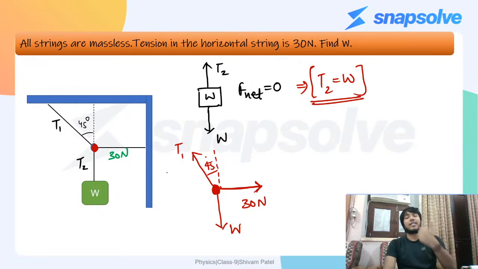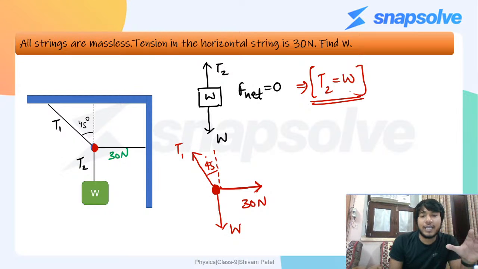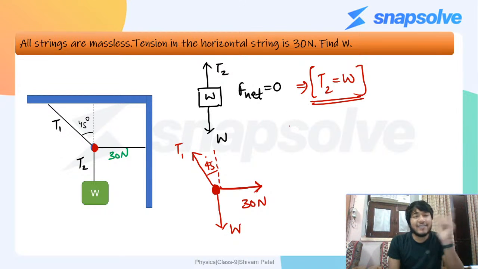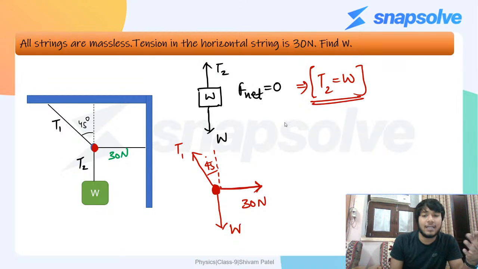So what we can do, we can divide T1 into two rectangular components, horizontal and vertical direction, right? So why we are doing that, by the way? We are doing that because we have this W and 30 Newton already in vertical and horizontal direction, right? But T1 is acting at some angle. So in order to make things easier, better divide T1 into its rectangular components, so that we get all the forces in horizontal and vertical direction, right?